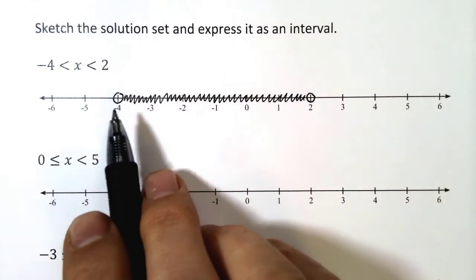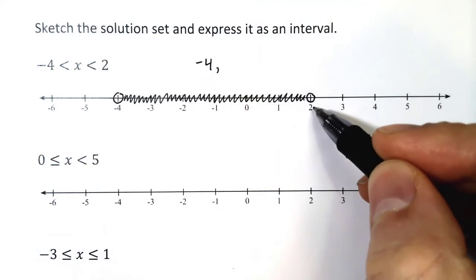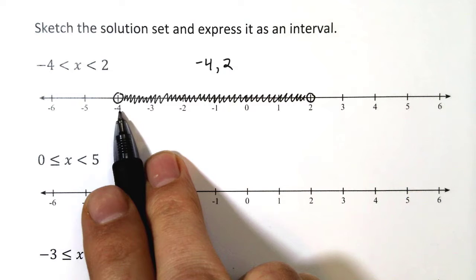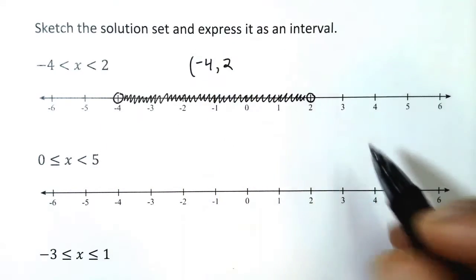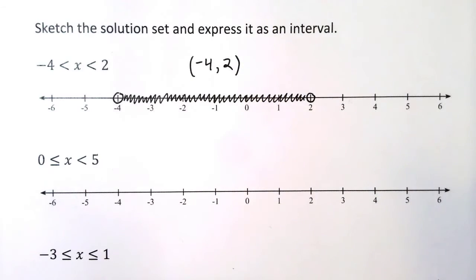And as an interval, well, we start at -4, so that's the number on the left, and I go up to 2. And because -4 is not included in the solution set, I use a round parentheses, and 2 is not included in the solution set, so I use round parentheses. And so this is how I would express that as an interval.